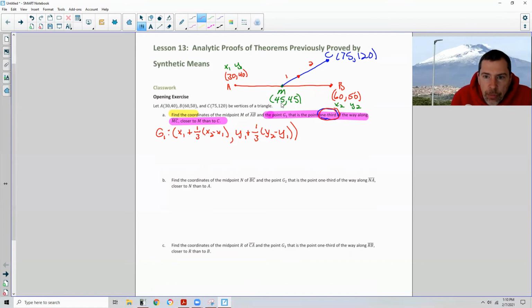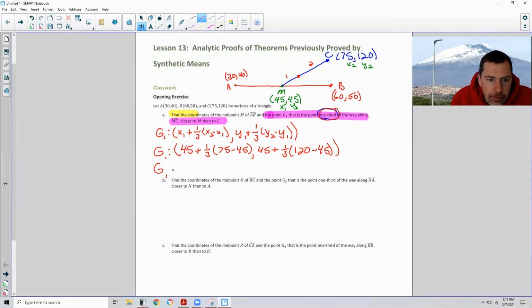Now I substitute in my x sub 1 and my y sub 1s. I'm just going to move these down here. Now my x sub 1, y sub 1 is (45, 45), and my x sub 2, y sub 2 is (75, 120). Then we just simply use this formula and substitute in. So G sub 1 is going to be x sub 1, 45, plus 1/3 times x sub 2, 75, minus x sub 1, which is 45, comma, y sub 1, which is also 45, plus 1/3 times y sub 2, 120, minus y sub 1, 45. Okay, and then we're going to simplify this.